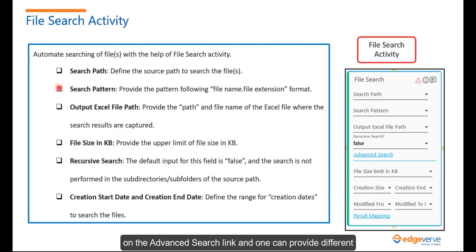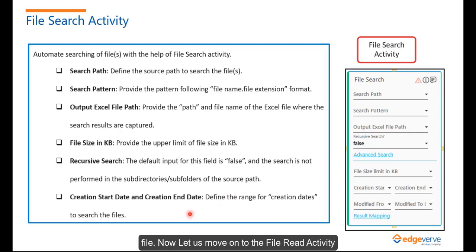Also, click on the advanced search link and you can provide different parameters like file size in KBs, creation start date, creation end date, or recursive search. Recursive search is basically that if we select the value of recursive search as false, then the search will not happen in the subdirectories or subfolders of the source path. Likewise, we can also define the range for creation dates to search a particular file.